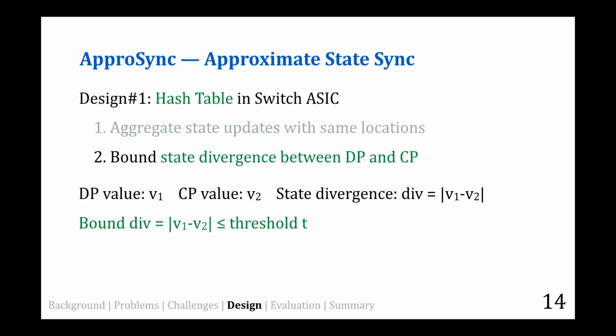Although aggregating state updates reduces link load, it introduces a difference between the states in the data plane and that in the control plane. Since the applications require high accuracy, we need to keep the state divergence small. First, we design the hash table with a second functionality that bounds the state divergence during synchronization. Specifically, assume the latest state value in the data plane is V1, and the current state value maintained by the control plane is V2. The hash table can guarantee that the divergence between V1 and V2 is smaller than a threshold T.